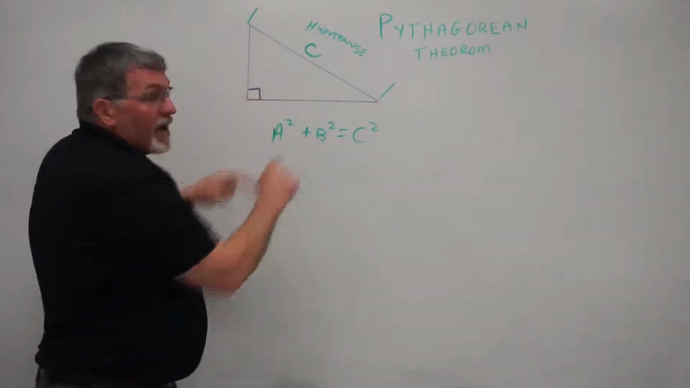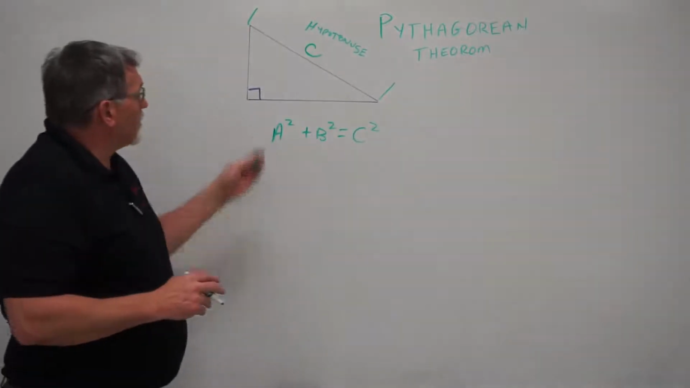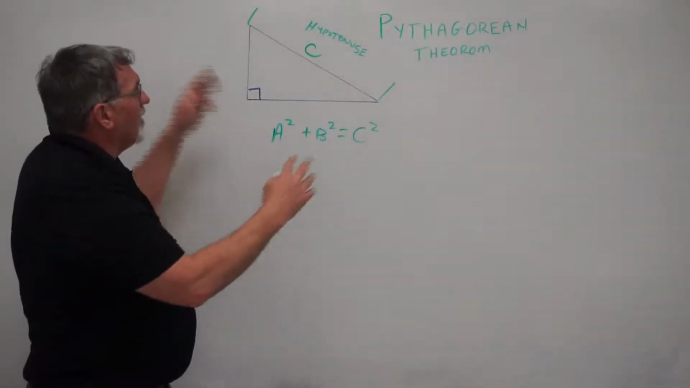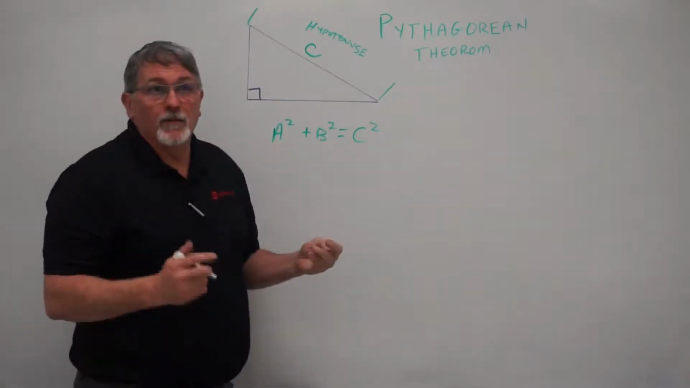Now a and b, we're just adding them together, so it doesn't matter which one you call a and which one you call b. And what this theorem says is, as a and b both get longer, c also gets longer by kind of a similar amount.